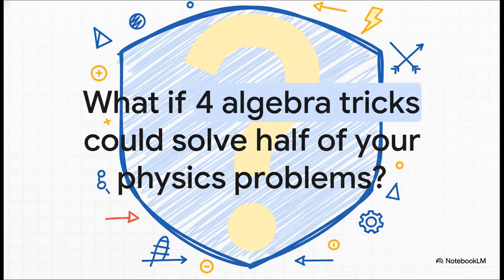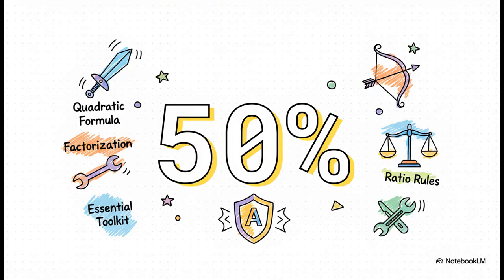So just think about this for a second. Seriously, what if just 4 simple, elegant algebra tricks were the key to cracking a massive chunk of the numericals that are standing between you and your dream score? Yeah, you heard that right. 50%. We're talking about potentially half of all the physics problems you'll face just boiling down to these core algebraic techniques. And look, this isn't just about squeaking by with a passing grade. This is about walking into that exam with the speed and the confidence to totally master it.